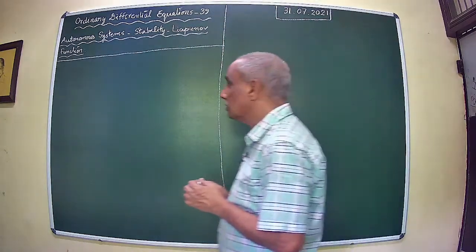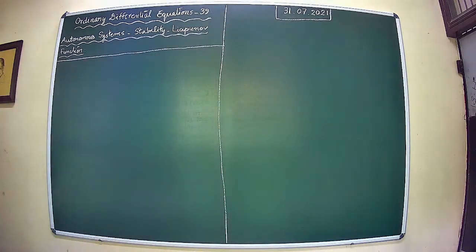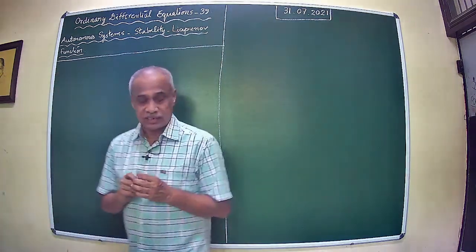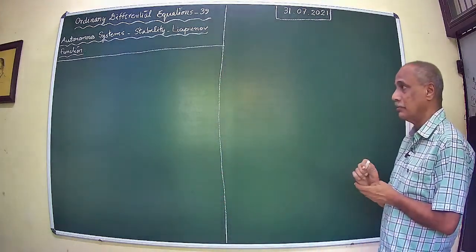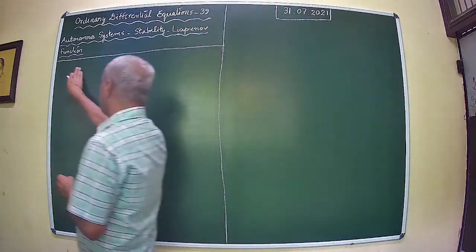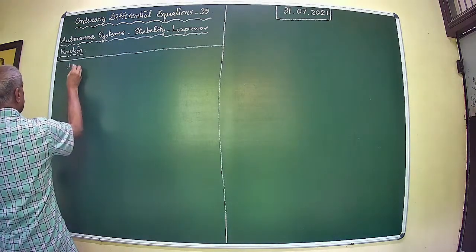Welcome to the classroom. We continue with our discussion on Liapunov's direct method for discussing the stability of autonomous systems. So, we look at this following system.